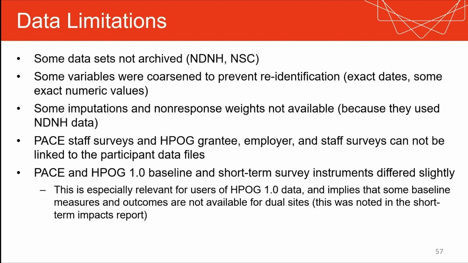I have a few minutes left, so I want to talk very briefly about data limitations. We talked about many of these items before, but some data sets were not archived, NDNH, NSC. We did some coarsening to reduce the risk of re-identification, including coarsening exact dates and some exact numeric values. Some imputations and non-response weights are not available for the HPOG 1.0 data, because the calculation of these imputations and non-response weights used NSC data. The implementation surveys can't be linked back to participant level data files. And then, as we mentioned, the PACE and HPOG 1 baseline and short-term instruments differ slightly, so that's relevant for HPOG 1 users who need to account for that if they're including participants at the dual sites.